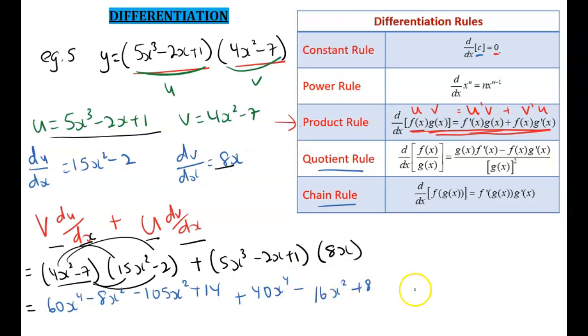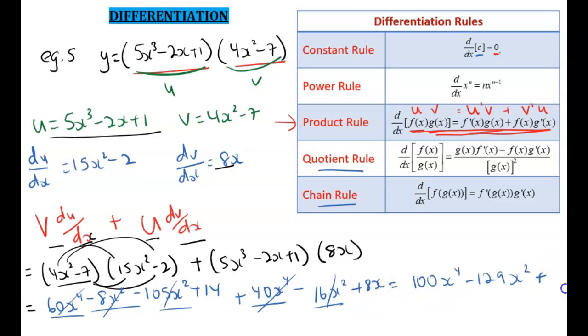Right, so this is just expanded. Now simplifying this, I see these two will add up to 100x to the 4, so that gets rid of these two. I have a whole set of x squareds, and when I work these three values out, I will get minus 129x squared.